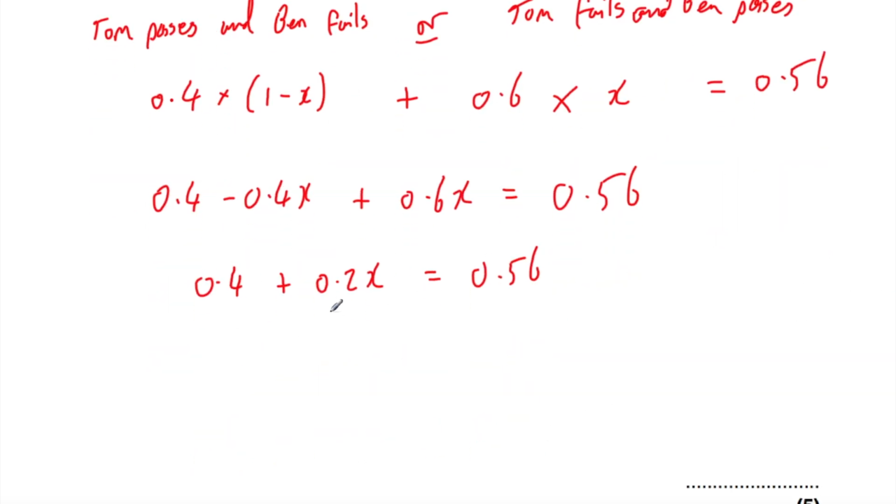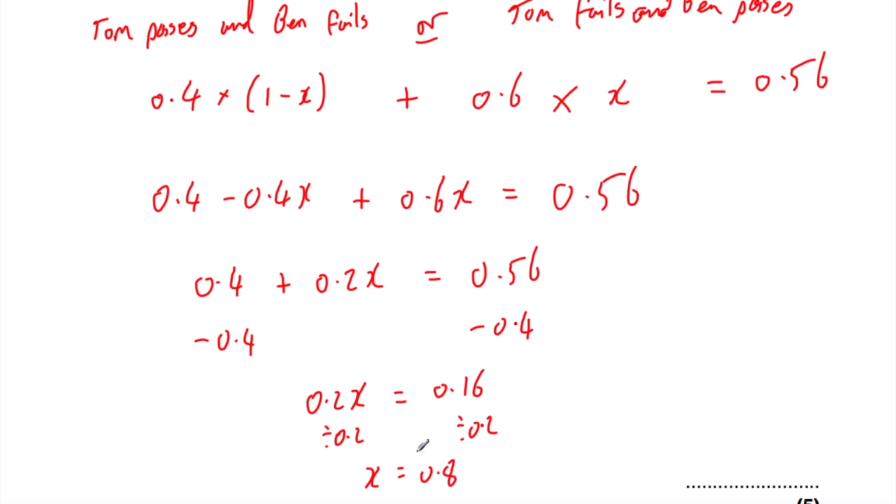Now we want to solve this equation, so let's take away 0.4 from both sides. On the left-hand side, we'll be left with 0.2x. On the right-hand side, we'll be left with 0.16. Finally, we need to divide by 0.2. It's a calculator question, so that's quite nice. We divide both sides by 0.2, and that tells us that x is equal to 0.8.